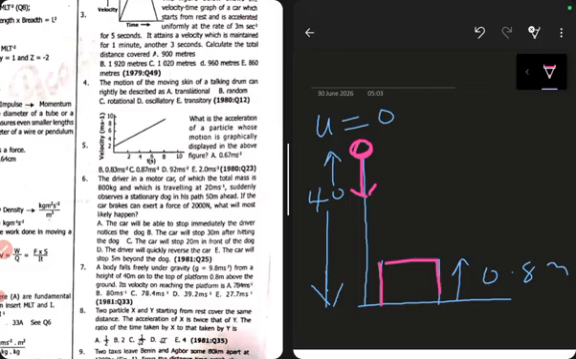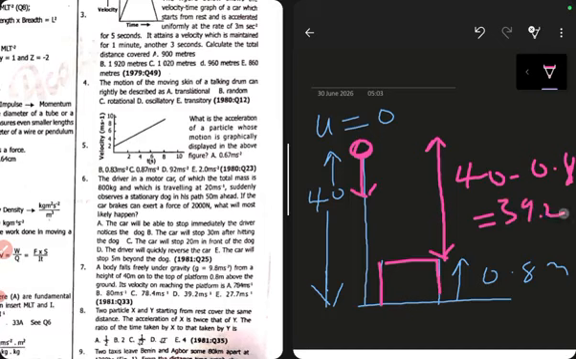From the top to the ground is 40. But then it's falling on this platform. So that means the total distance it will cover will be this point, right? Which will be 40 minus 0.8. 40 minus 0.8 will give me 39.2.